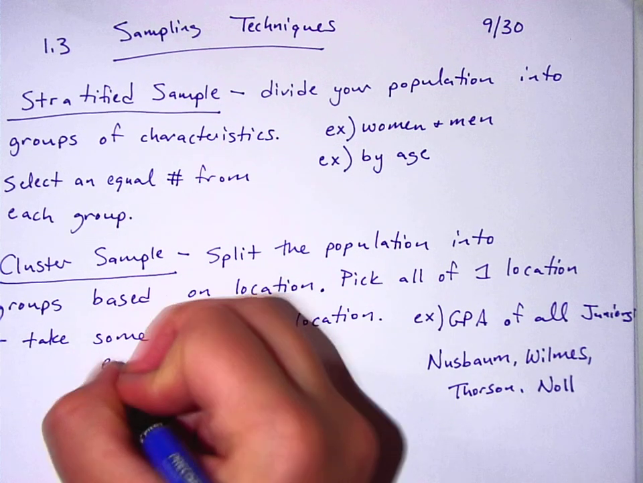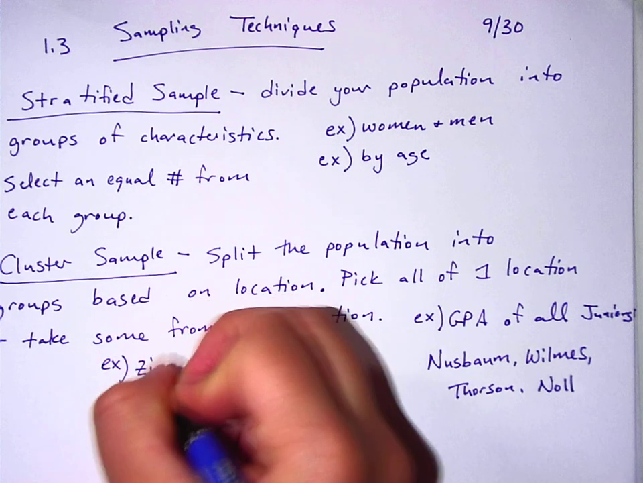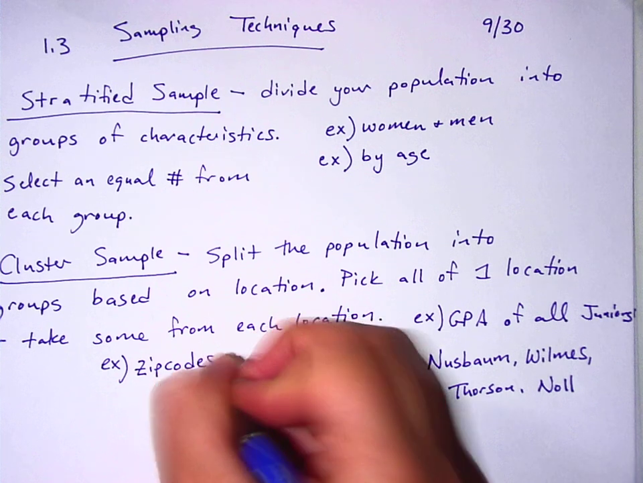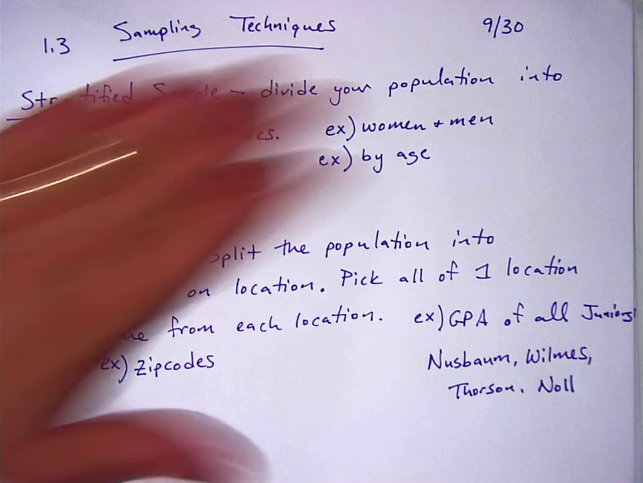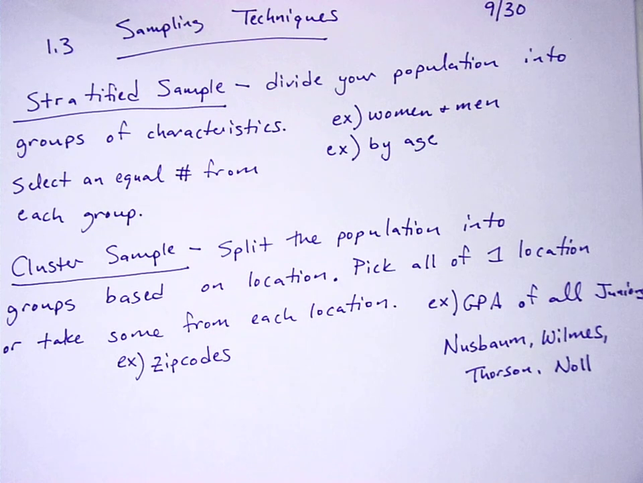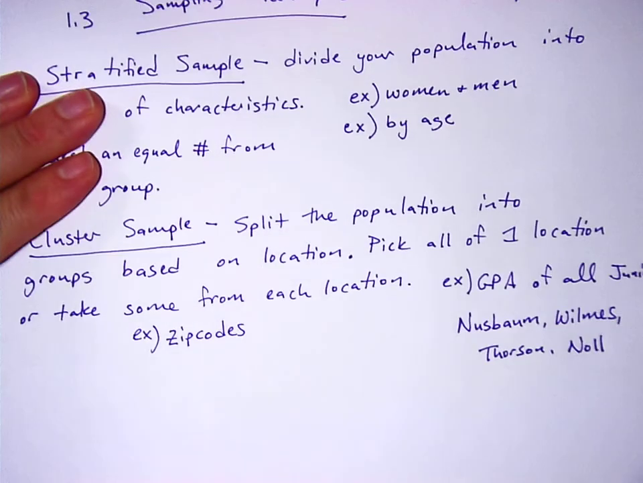Another example of this is often with zip codes and polling. They'll take a certain amount from each region, which makes sense, especially when you have certain areas that are very rich and certain areas that are very poor. Then you want to do it by location so that you know that you're including everyone.